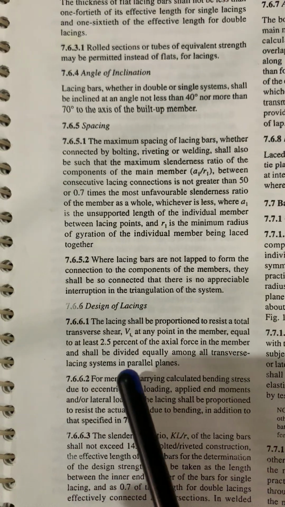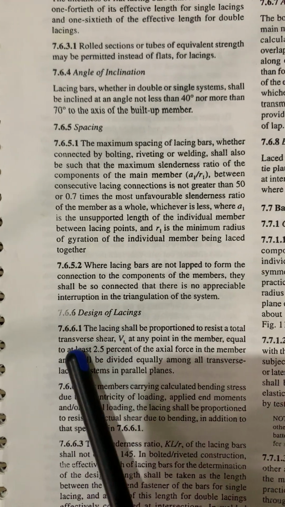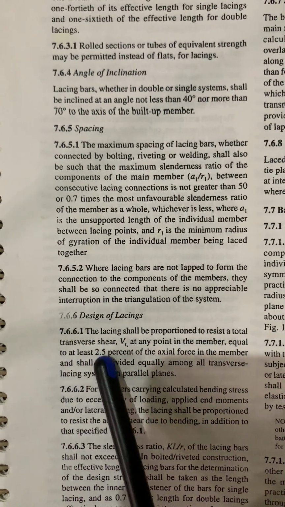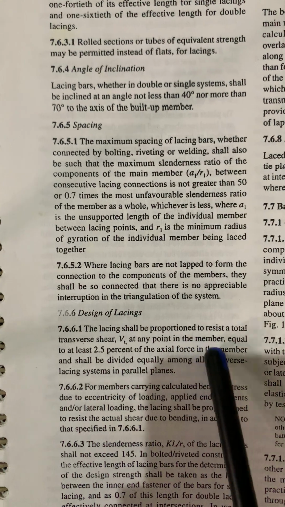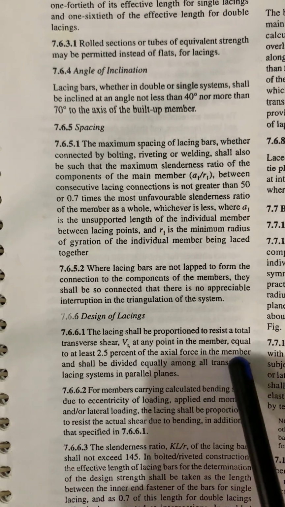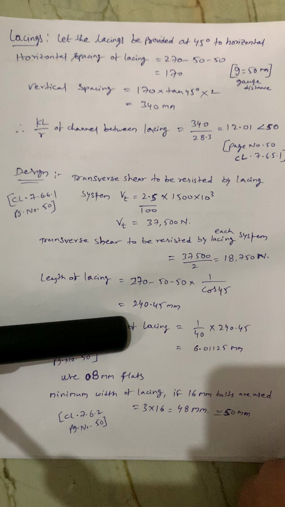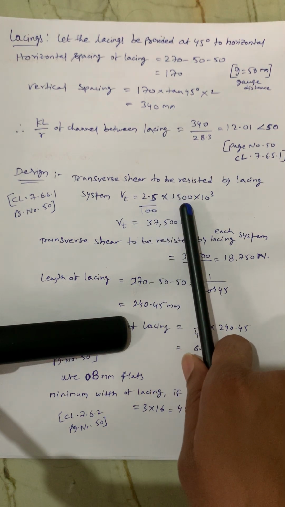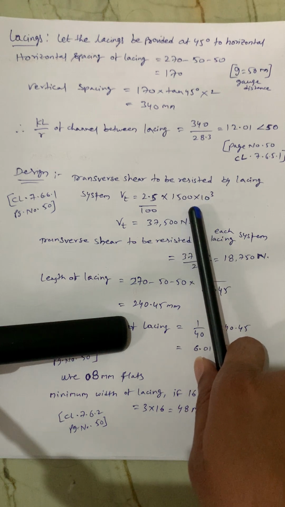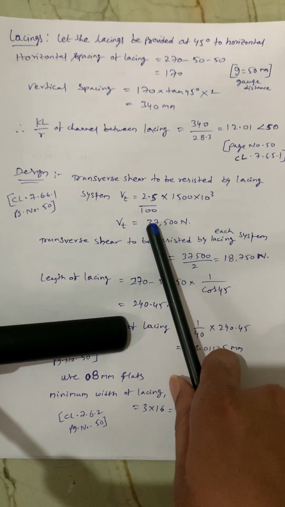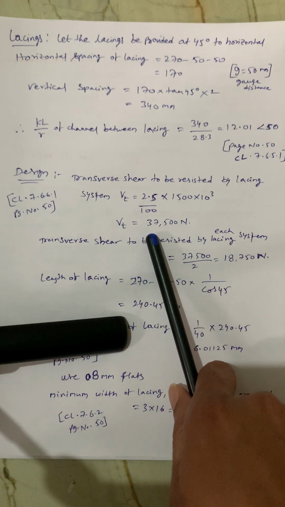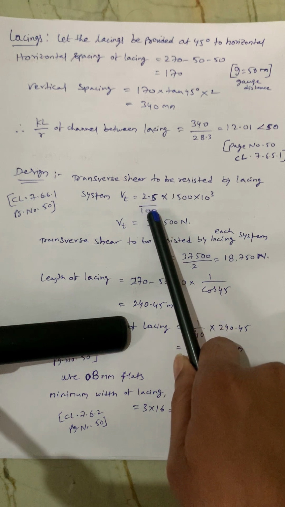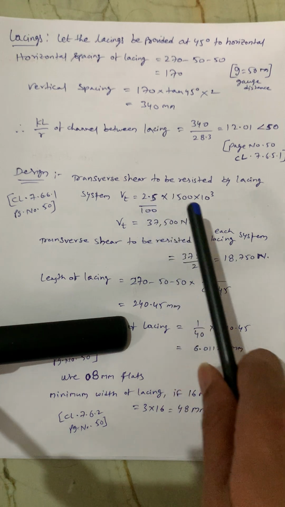See, design of lacings. So here the design started. The lacing shall be proportioned to resist the total transverse shear Vt at the point in the member, equal to at least 2.5% of the axial force. So that's why transverse shear Vt equal to 2.5 into 1500. The force is 1500, which is given in the question. So I converted into newtons. Vt equal to 37,500. By 100 is nothing but 2.5% he mentioned, so divided by 100 I took.